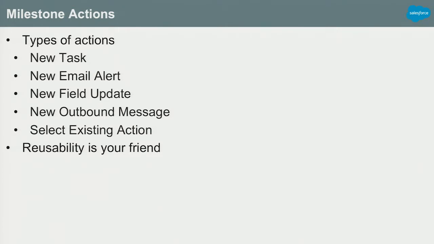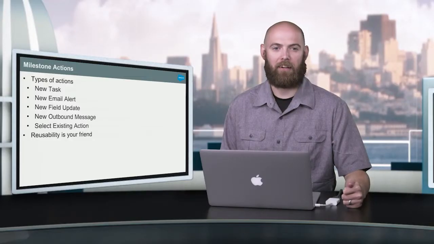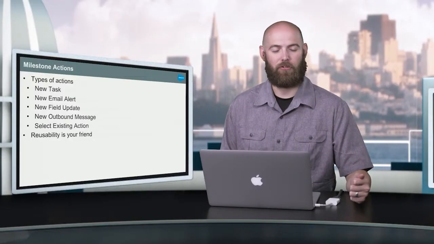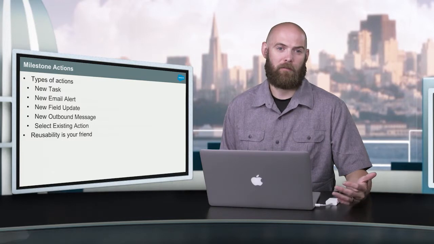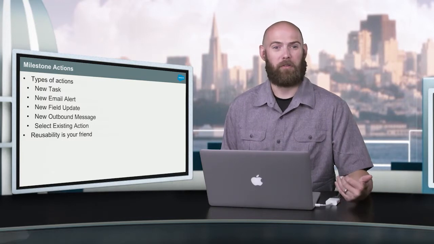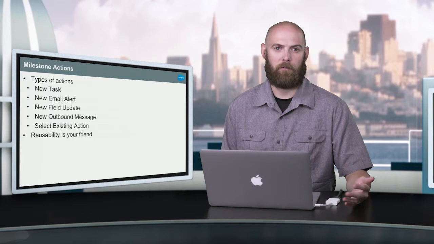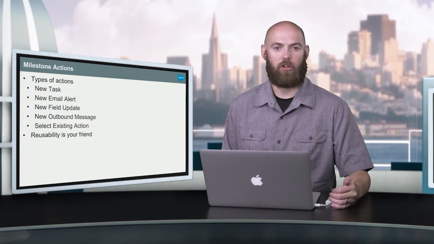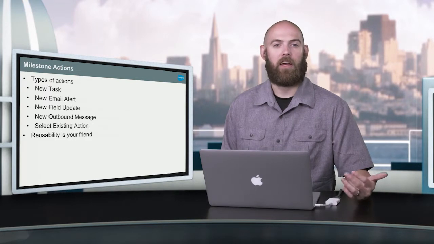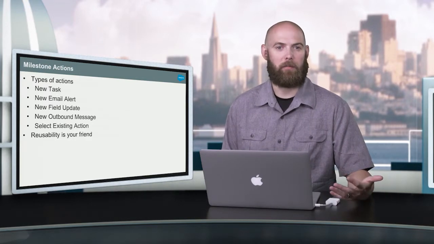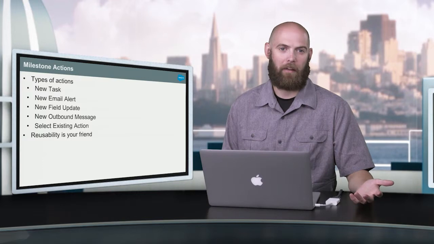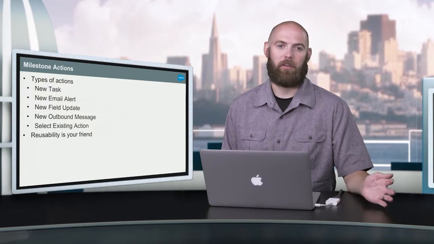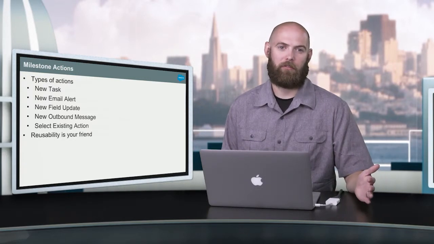And I really recommend that you try to use the existing action. Reusability is your friend. For example, if we're going to create an email alert, you create one email alert that will send to, say, a manager. And then you can use that one email alert on all of your entitlement processes. Then if you need to change who that email alert goes to, say you want to add the owner, you only have to update one email alert instead of updating a randomly named one for every single milestone that you created.